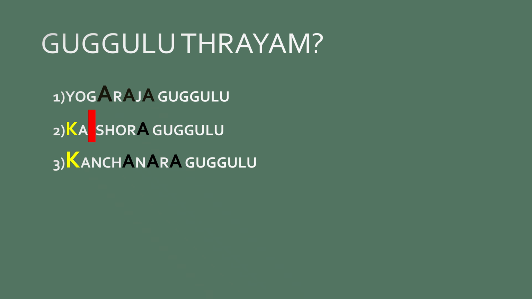Let's move on to Kaishora Guggulu. In Kaishora Guggulu, you can see that the I is highlighted. In Pitta also you can see I, Pitta. So Kaishora Guggulu is indicated in diseases where there is Pitta predominance.